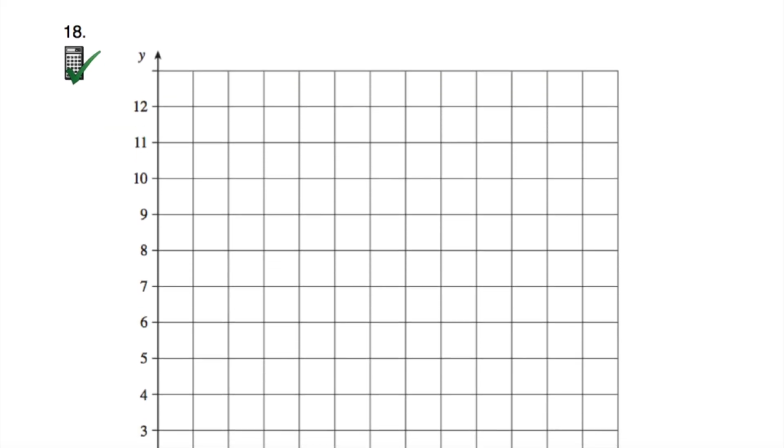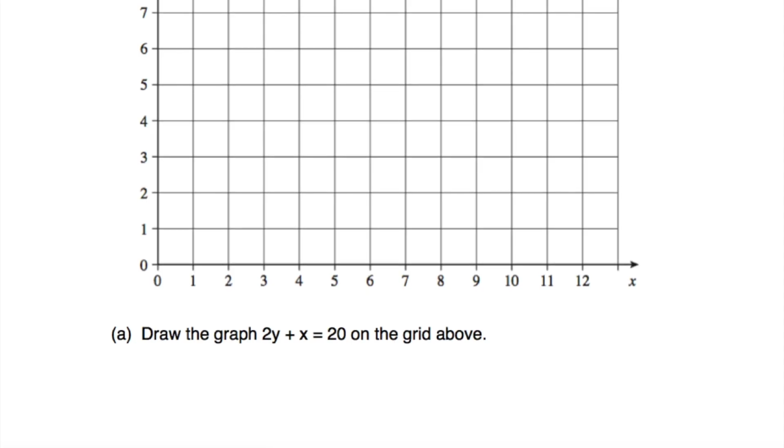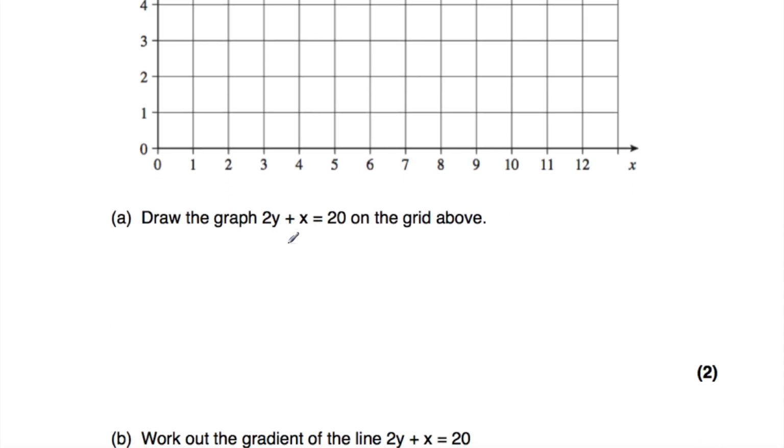Okay, question number 18. We've got this grid, and in part A, we've been asked to draw the graph of 2y plus x equals 20 on the grid above. So again, I'm going to do a little xy table, x and y. And this says that 2 times the y coordinate plus the x coordinate is equal to 20.